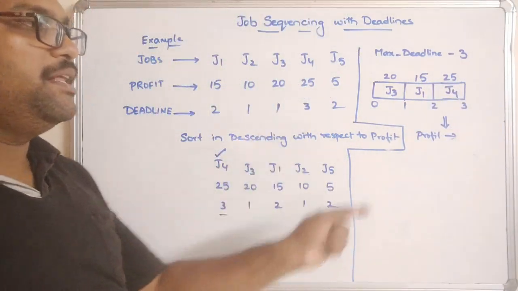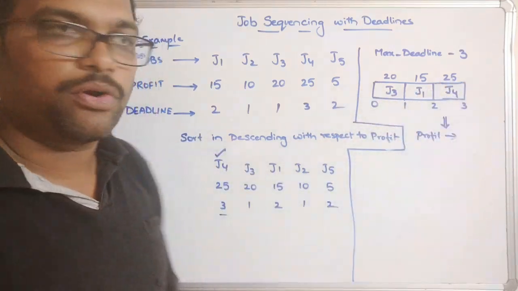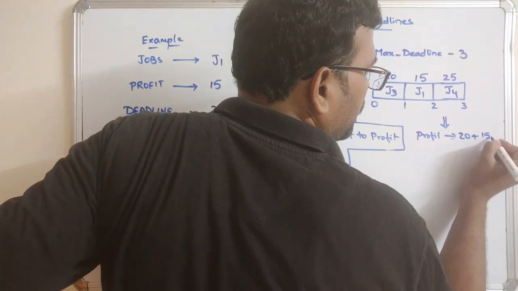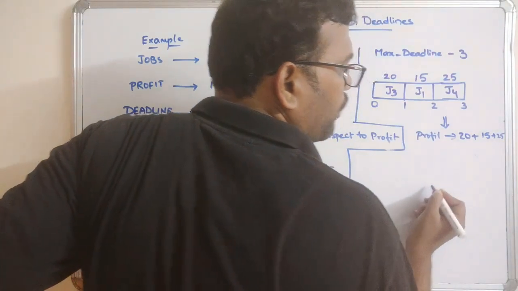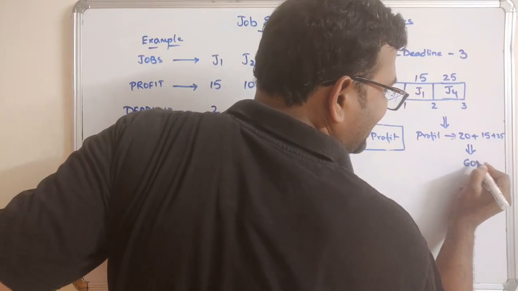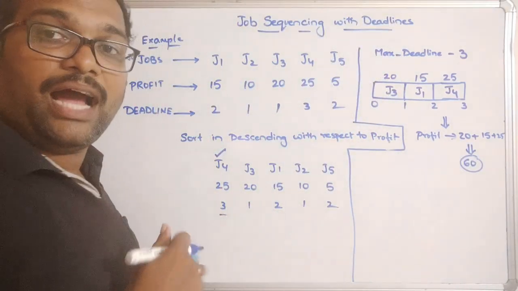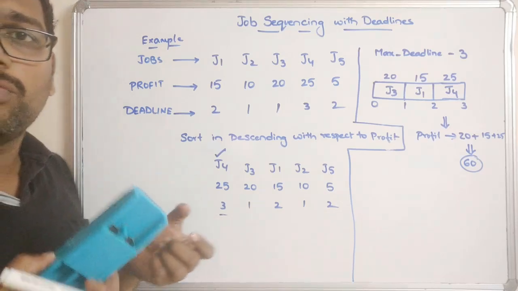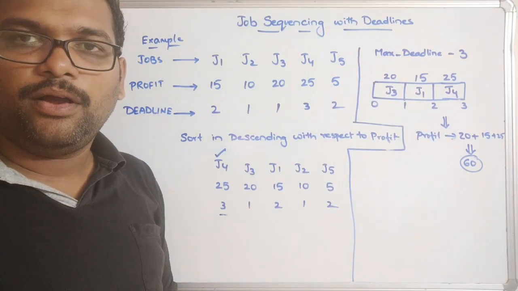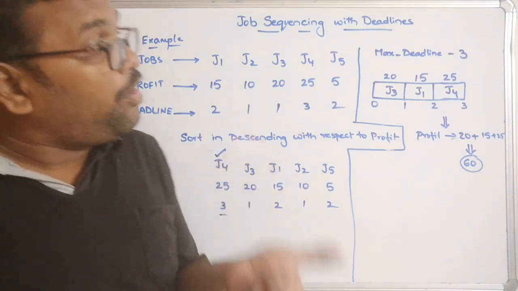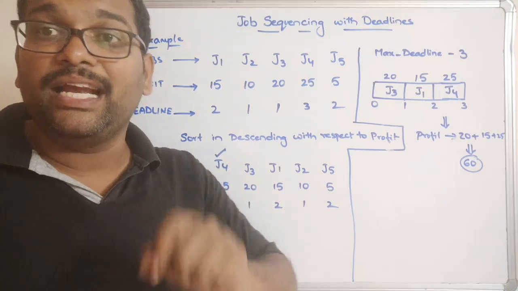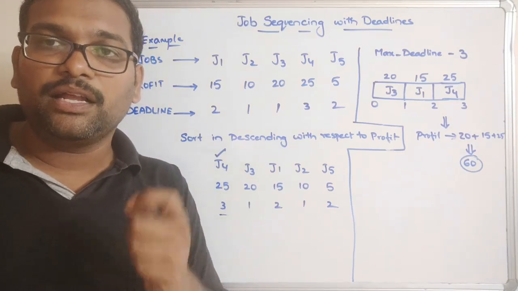Now the overall profit of completing the 3 jobs, J3, J1, J4, what is the profit here? So 20 plus 15 plus 25. So 35, and it will be 60. So 60 is the highest profit in order to complete the jobs. Okay, so this is how we have to solve the job sequencing using the greedy method.